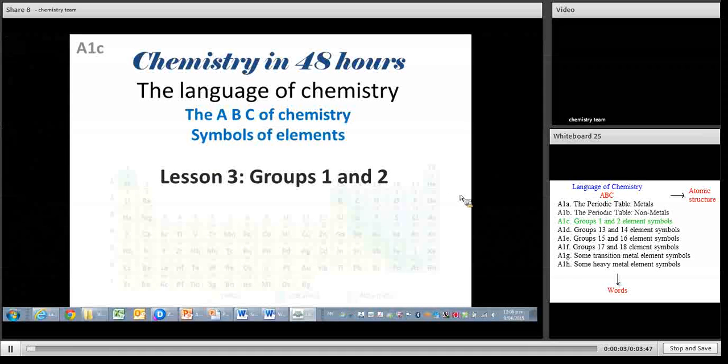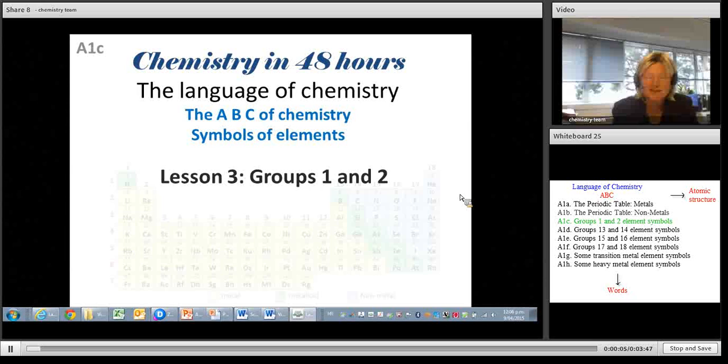Kia ora and welcome to this third lesson in the Language of Chemistry or Chemistry in 48 Hours series. This time we're going to be looking at the symbols of groups 1 and 2. You need to know the symbols of the elements before you can start making the words.